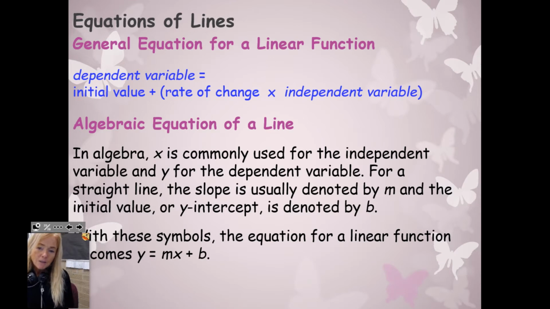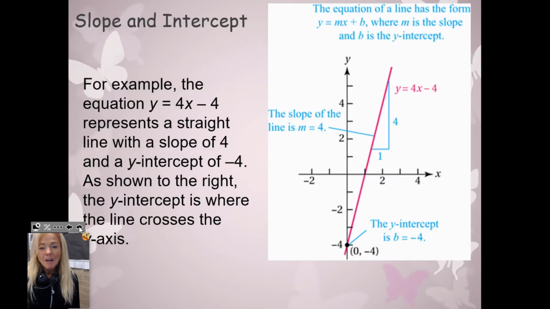So the algebraic equation of a line. In algebra, x is commonly used for the independent variable, as we know, and y for the dependent variable. And for a straight line, the slope is usually denoted by m, and the initial value, or y-intercept, is denoted by b. And so then we place those symbols into our equation for a linear function, and it looks like y equals mx plus b, linear function. All right, let's move on.